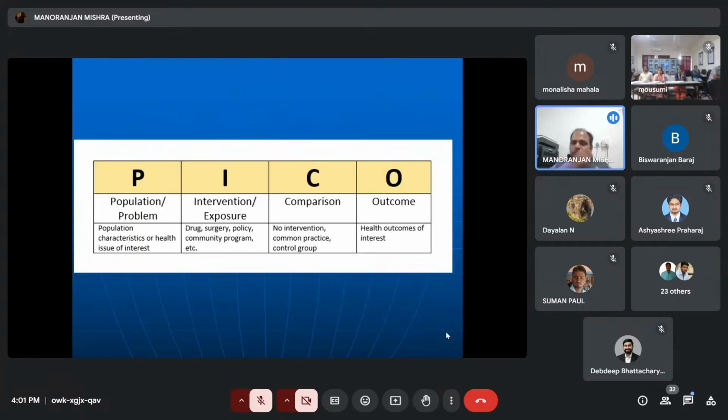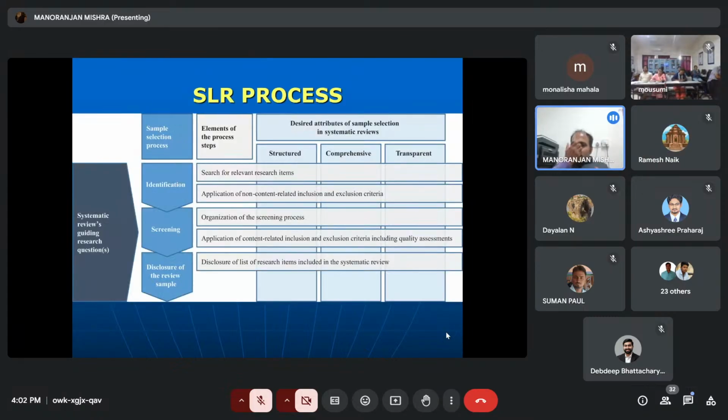Then there are a number of other ways you can look. In population or clinical research, they go for PICO, that is population or problem, intervention or exposure, comparison, outcome. Accordingly, they can also go for a number of filtering processes.